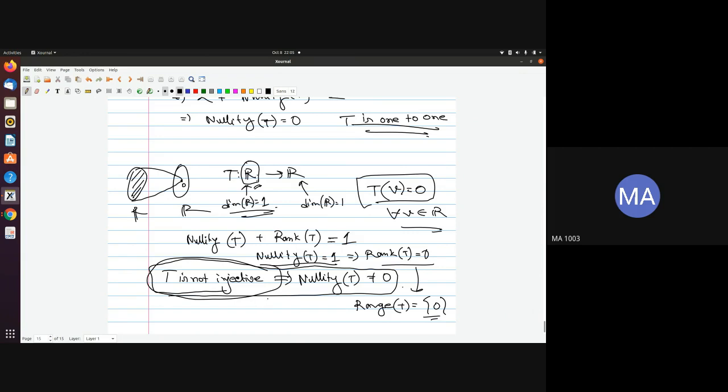I mean, now you should just go back and check the recording again. Okay, so I have explained this portion. If T is not injective, then nullity must be non-zero, because nullity is 0 implies T is injective, right? If and only if.